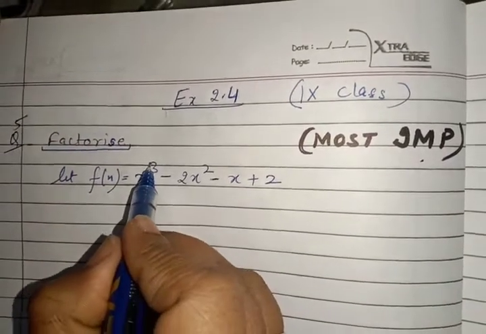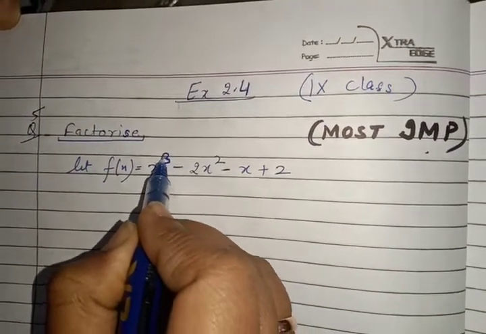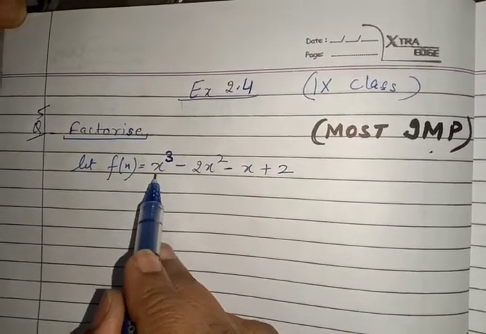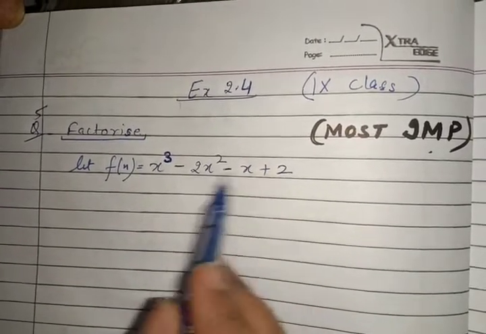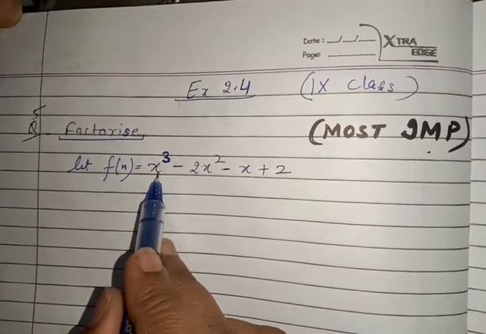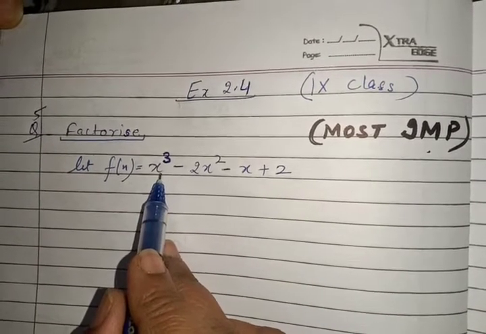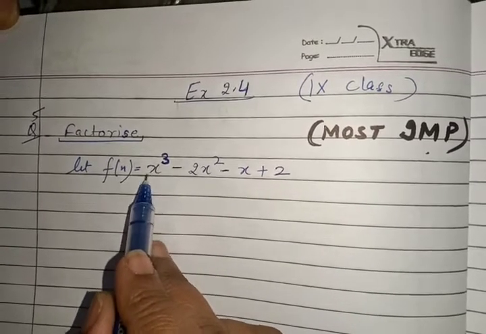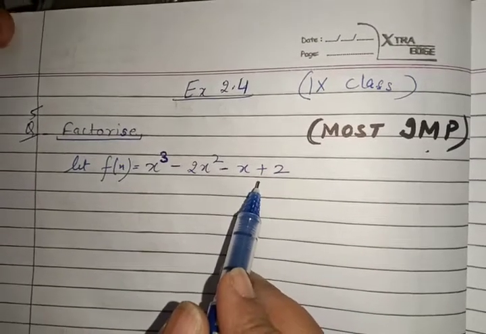As its degree is 3, degree all of you know, the highest power of the variable, highest is 3. So as its degree is 3, it will have at most 3 factors. This question can be of 1 mark in the exam, that if the degree of a polynomial is 3, how many factors it should have.